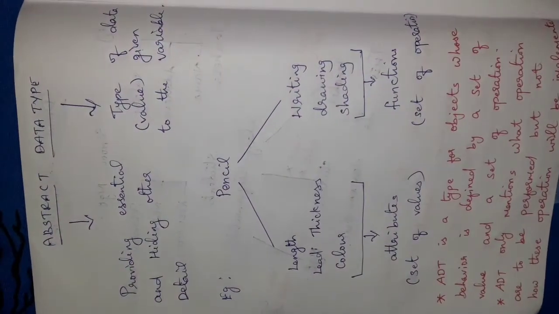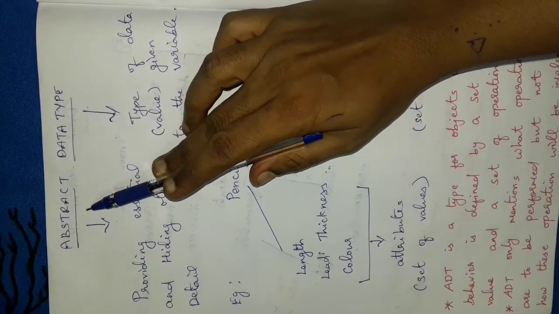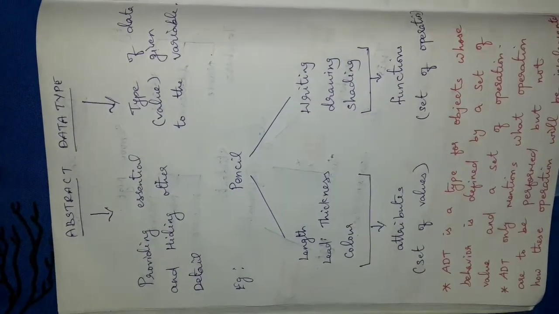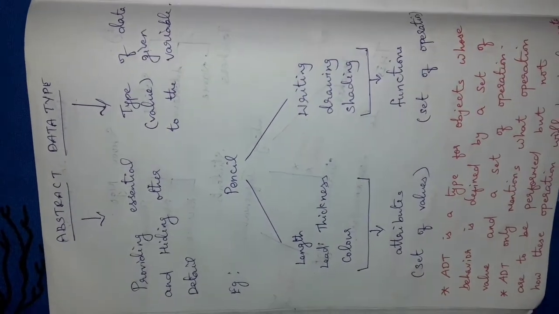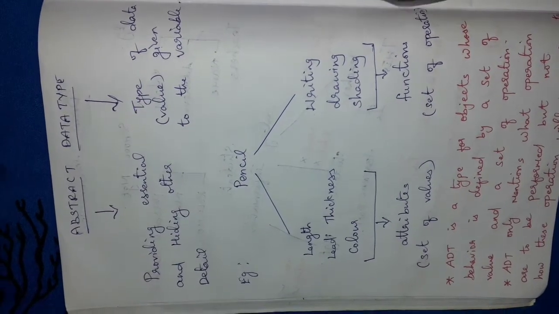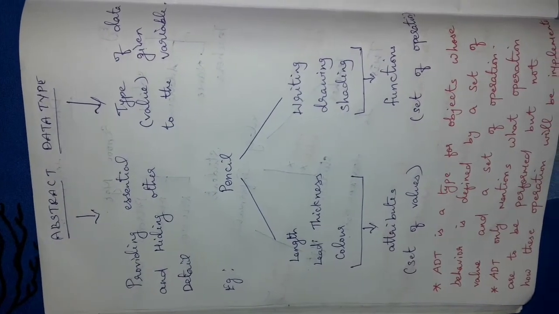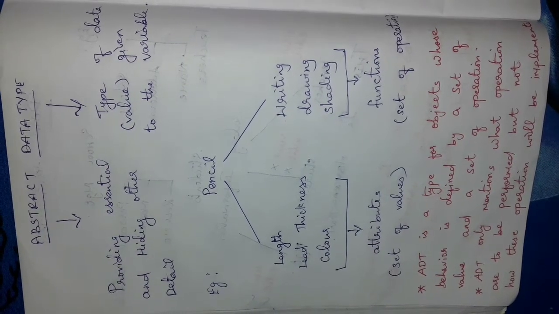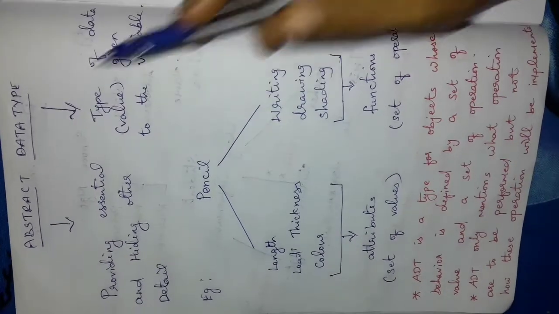Now the next topic is abstract data type. I think the topic abstract is clear now. Now we'll see what is data type. Data type is the type of value given to a variable. For example, x is equal to 5. Here 5 is the value which is assigned to x. 5 is an integer value. So specifying what type of value we have to give to a variable, that is data type.